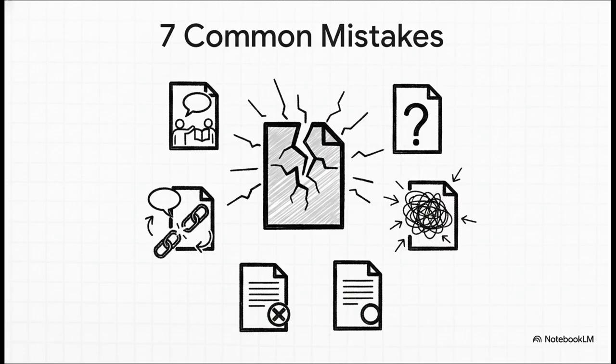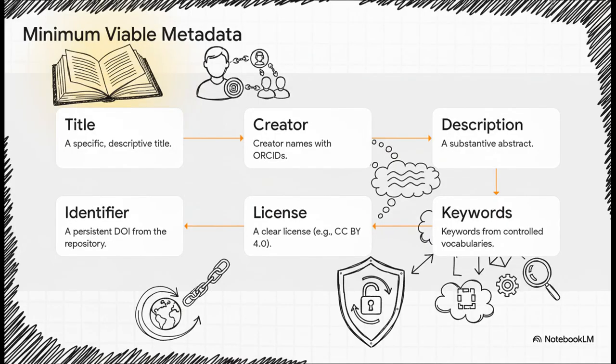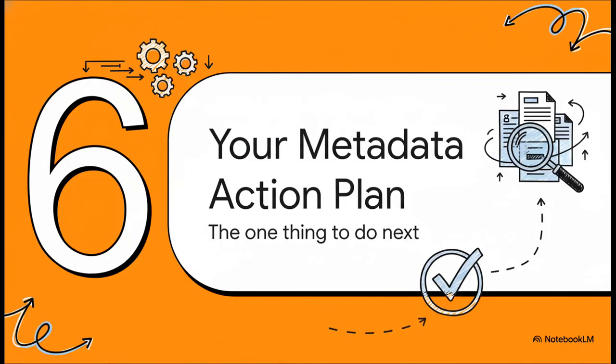Every one of these little errors directly chips away at the FAIR principles and just tanks the potential impact of your hard work. But here's the good news. Avoiding those mistakes is actually pretty straightforward. Here is your checklist for what I call minimum viable metadata. This is your starting point. If you can just get these 6 things right: a specific title, your name linked to your ORCID ID, a solid description, some good keywords, a clear license, and that final DOI from the repository, you are already 90% of the way there. Seriously.